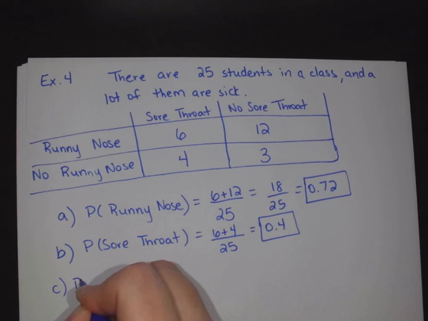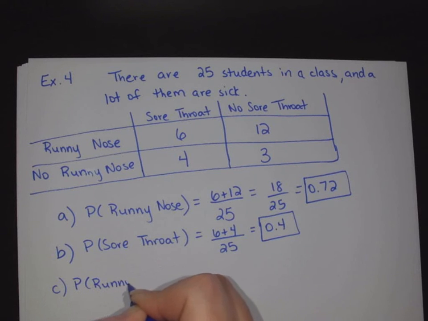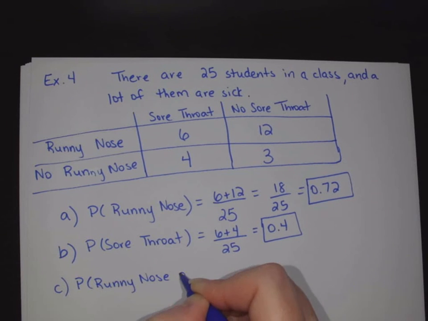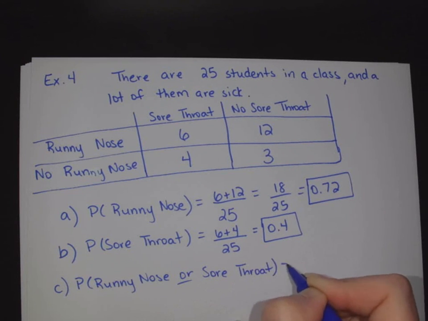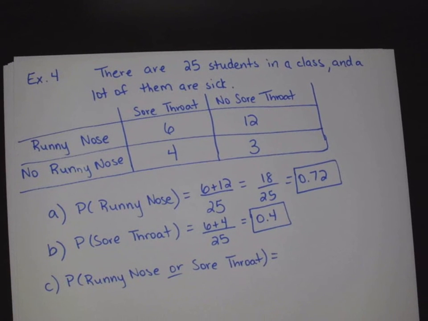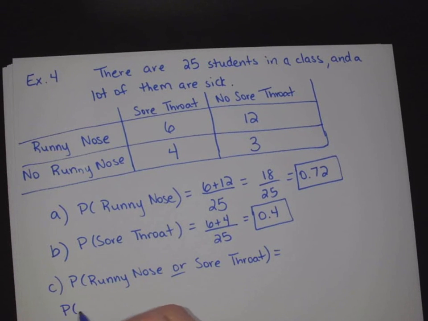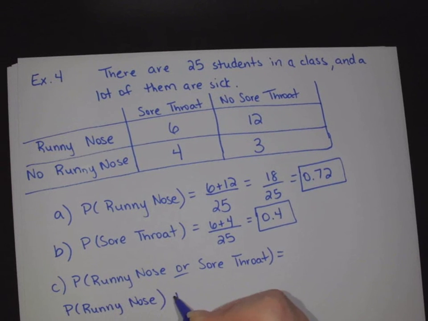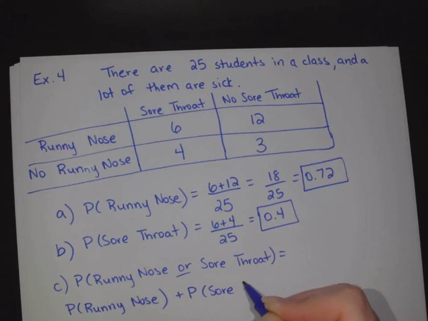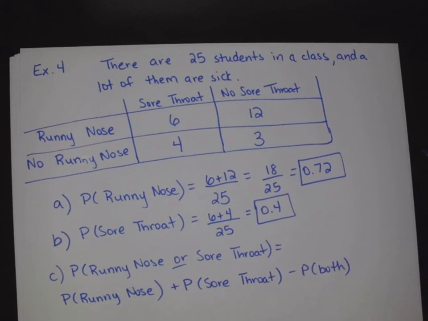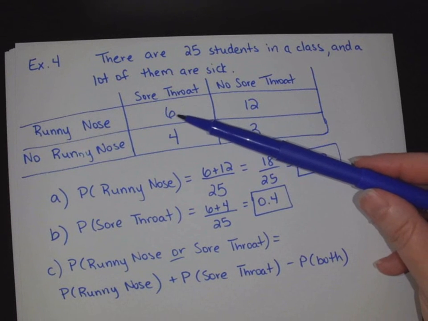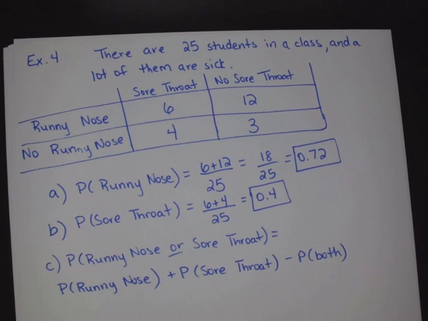But then what if I asked you for the probability of a runny nose or a sore throat? Okay. So notice that would mean that I would need the probability of runny nose, the probability of the first thing, plus the probability of the second thing, minus the probability of both. Because notice there are some people in the both category, right? These 6 students are in the both category, so we do need to consider that.